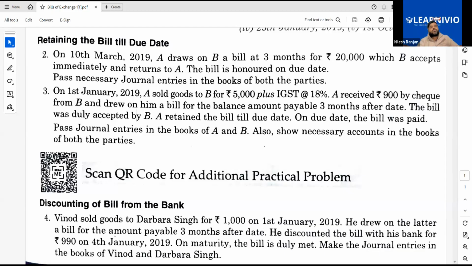And discounting will be also. This will be the case too, but he discounted the bill with his bank for 990 on 4 Jan. On maturity, the bill is duly met, but the amount is 1K, right? Yes, amount is 1000. So the bank will charge some money. Yes or no? Okay, but it's only a difference of 10 rupees.